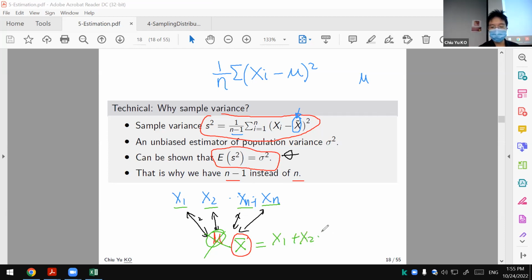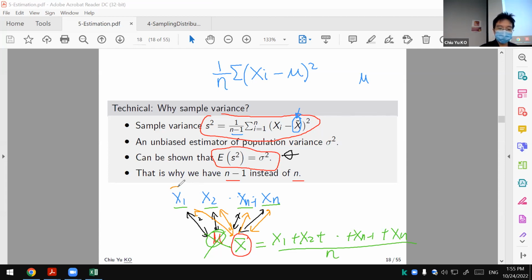x1, x2, up to xn-1, xn, divided by n. So it's just adding up and dividing by n. So you calculate this from the data. In other words, when you calculate the distance, now you calculate the distance between this and this, for each one.